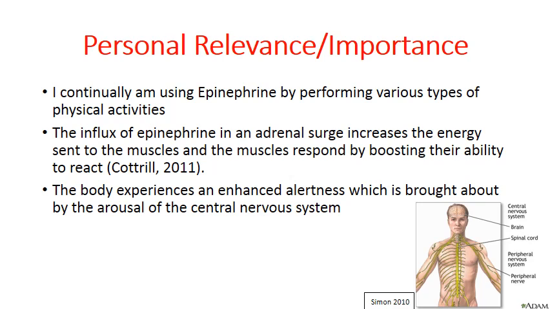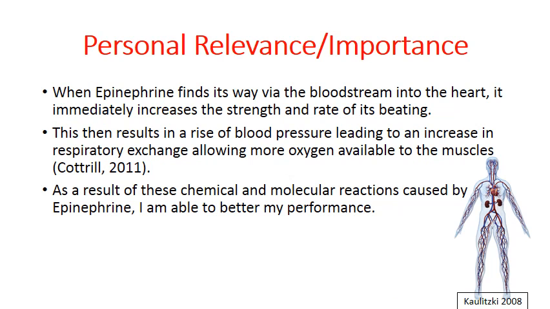The body experiences an enhanced alertness, which is brought about by the arousal of the central nervous system. When epinephrine finds its way via the bloodstream into the heart, it immediately increases the strength and rate of its beating. This then results in a rise of blood pressure, leading to an increase in respiratory exchange, allowing more oxygen available to the muscles. As a result of these chemical and molecular reactions caused by epinephrine, I am able to better my performance both on the sporting field and in the gym.